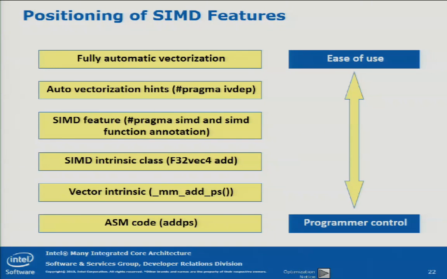We have vector intrinsics. This is something Chris will talk about in a minute. And obviously we have assembly code. So you can go down from lazy to very, very complex. And of course, this up here is easy to use. It's just a compiler flag. This down here is not so easy to use, but you've got full control over the machine. Okay, so our recommendation is to stop somewhere around here.